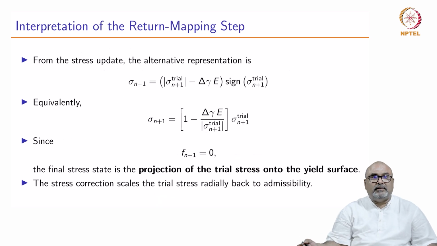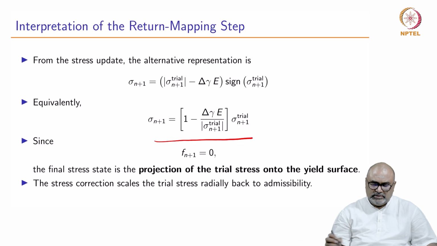So, from the stress update one can get an alternative representation for writing the stress. So, we can write sigma n plus 1 is equal to 1 minus delta gamma E divided by sigma n plus 1 trial times sigma n plus 1 trial. So, there is a correction factor to the trial elastic state, and that correction factor allows us to find what is the value of sigma n plus 1, and since F n plus 1 is equal to 0.